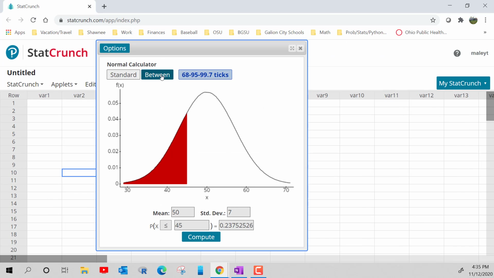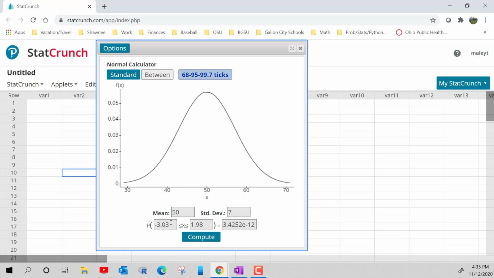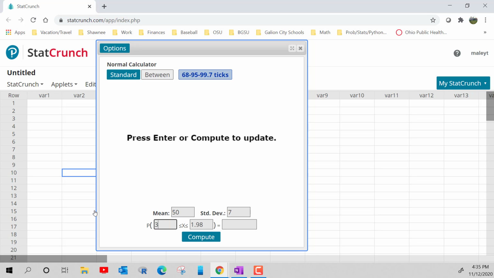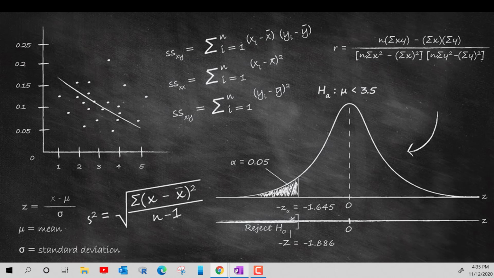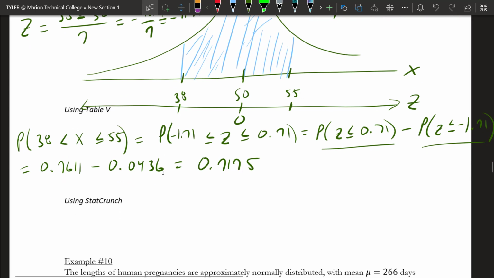So then if you want to use StatCrunch, we need to hit between. The mean is still 50, standard deviation still 7. The values that we're in between are 38 and 55. Hit compute, and we get that value. And notice it's a little bit different than using the table, but again, that's expected from rounding error.